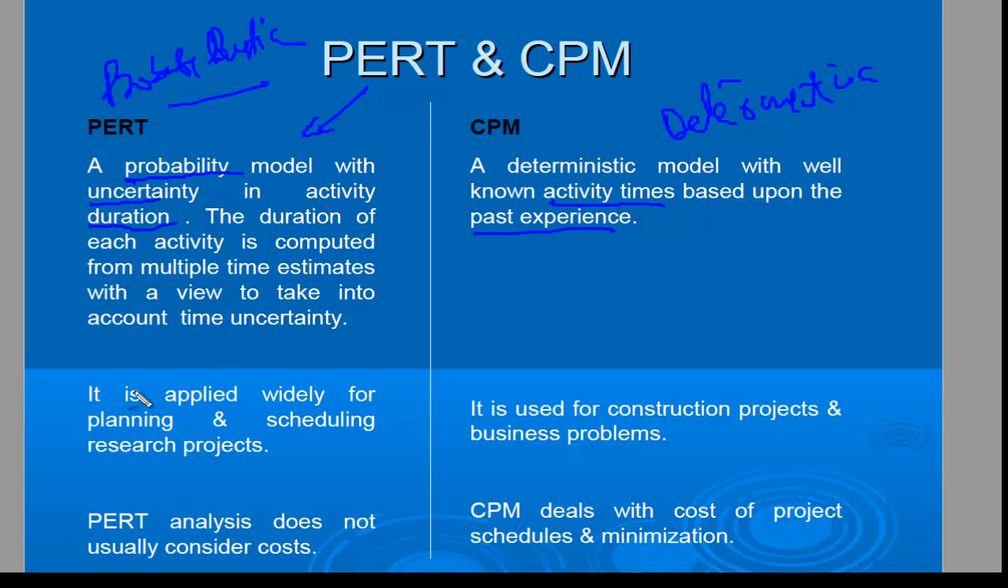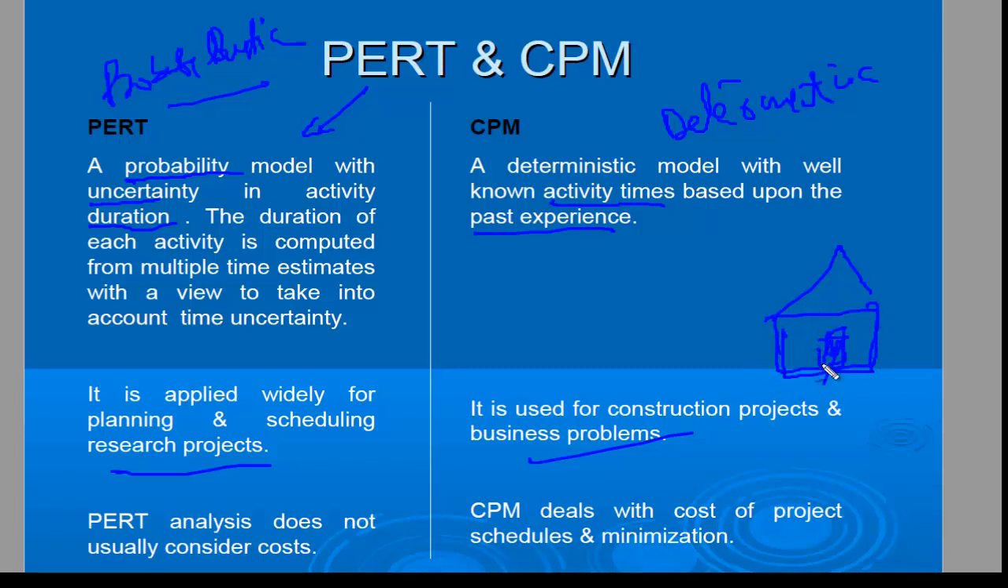And therefore it's applied widely for planning and scheduling research projects, because you are doing the research. You don't know exactly how much it's going to take. In this case, it's used for construction projects and business problems. We already know this. We have to build a house, for example. We already know how much time, because we have built a lot of houses, and we know how much time this project is going to take.